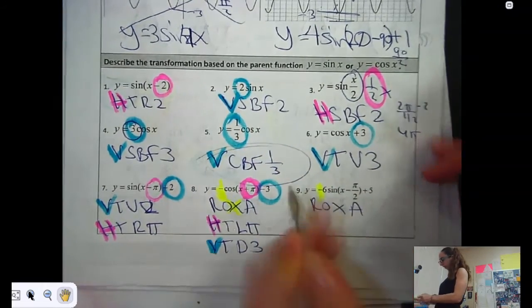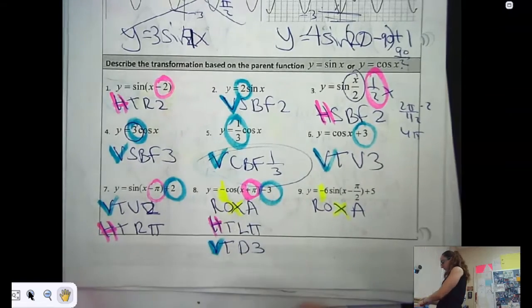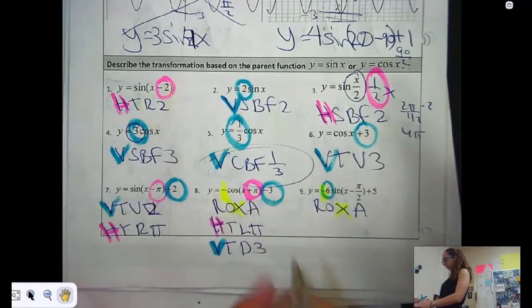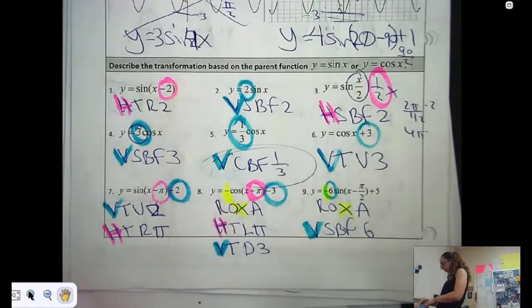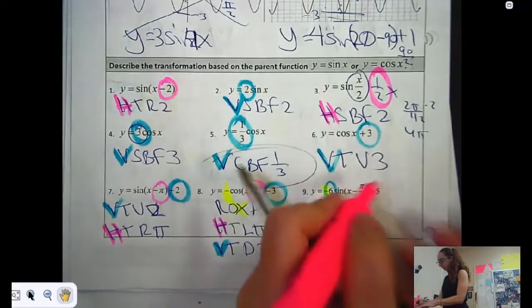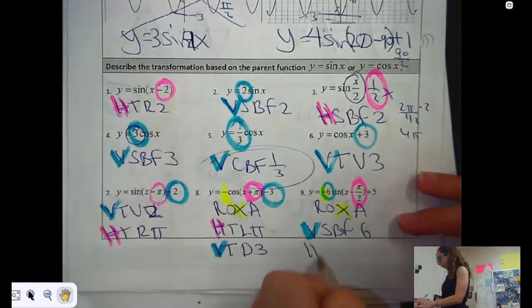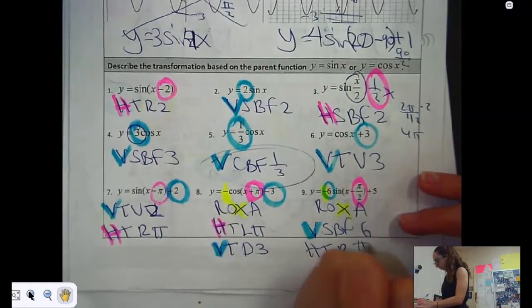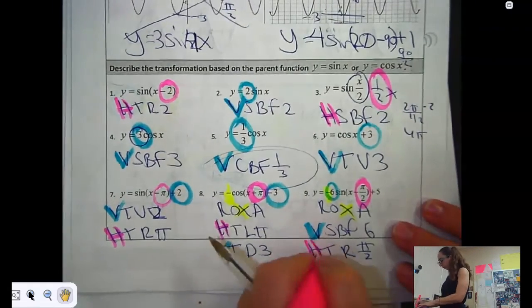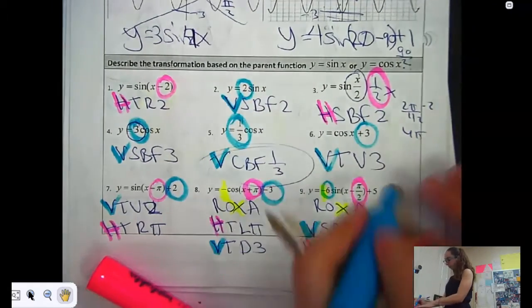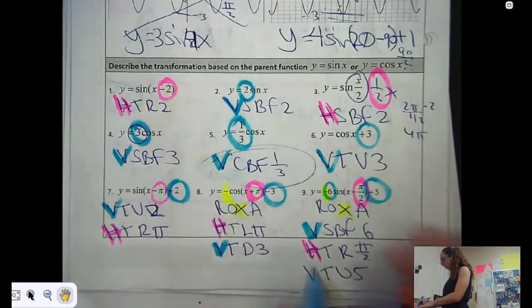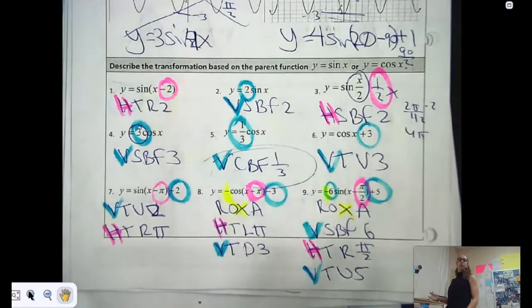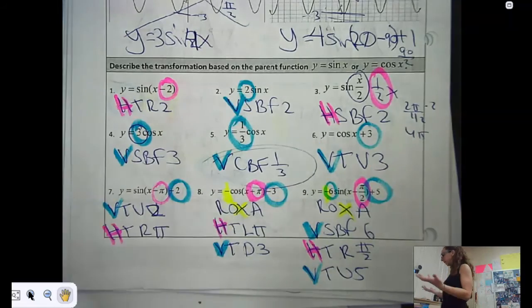And last one. What does that mean? Reflection over the x-axis. What does this mean? Vertical stretch by a factor of 6. What does this mean? Horizontal translation, right, pi over 2, not a straight shooter. What does this mean? Vertical translation up 5. This should be a review. I just wanted you to see another form, and it's still going to do the same thing. Okay? And I think that's it.